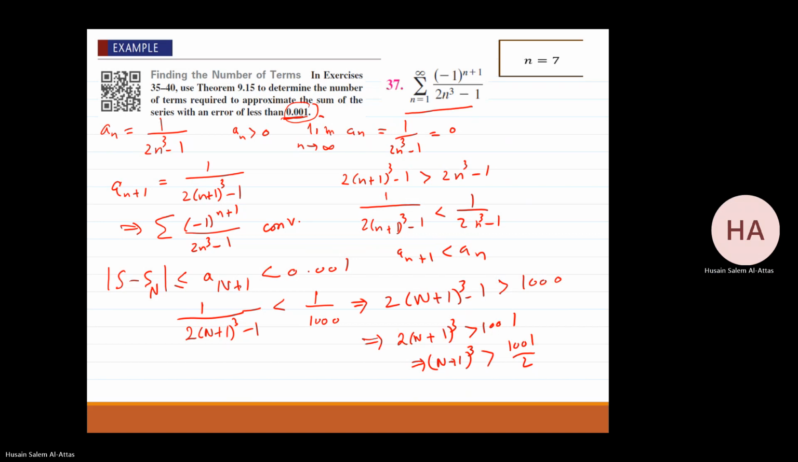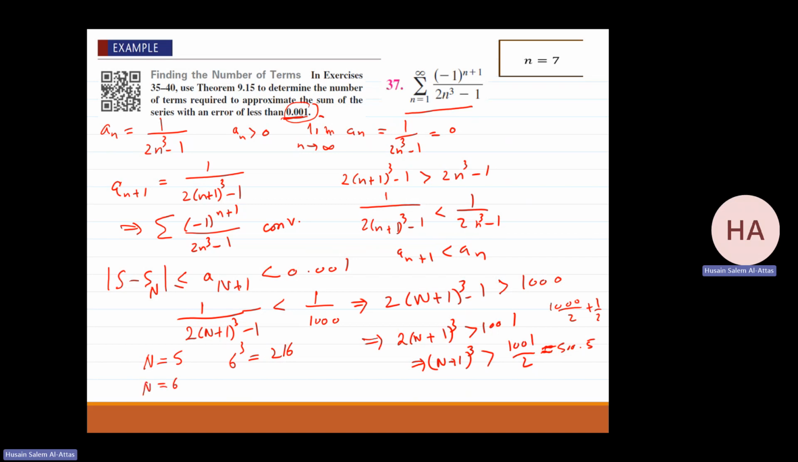Let me start with N equal 5, for example. What will that be? 6 cubed. 6 cubed is 36 times 6, which is 216. Exactly, 1001 over 2 is 1000 over 2 plus 1 over 2, which is 500.5. So this will not reach it.